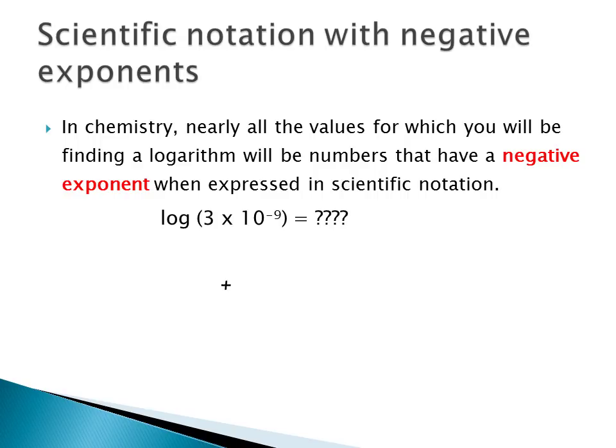We'll be using a lot of numbers in chemistry that have scientific notation, but the exponent is negative, so small quantities. So we want to be able to take the logarithm of a number expressed in scientific notation that has a negative exponent. The laws are the same as before. This is still a product, so we'll be adding two individual logarithms. What's the log of 3? We know that's 0.5. And the log of 10 to the negative 9 will be negative 9. The sum will therefore be negative 8.5.